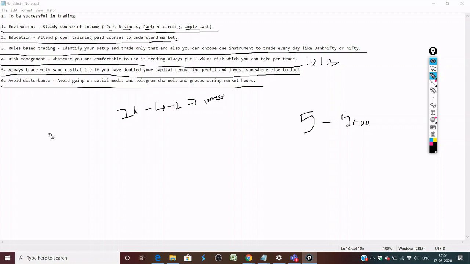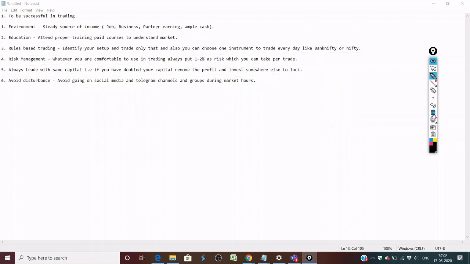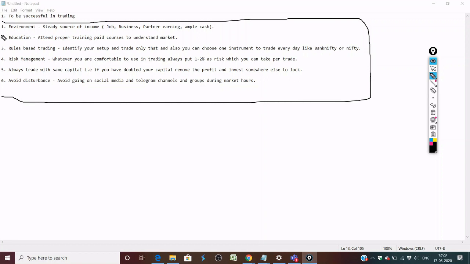You can also come up with your own research, your own style of trading which is unique to you, which can give you consistent results. So these five, six points are very important for you to be a successful trader. And you have to keep this in mind.